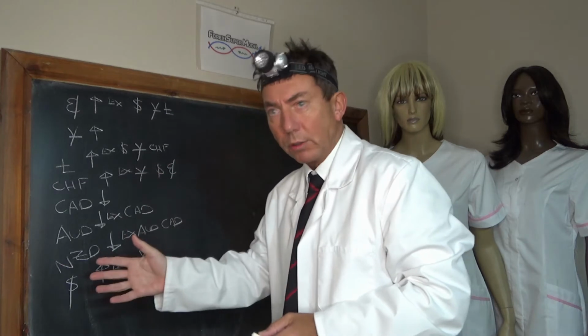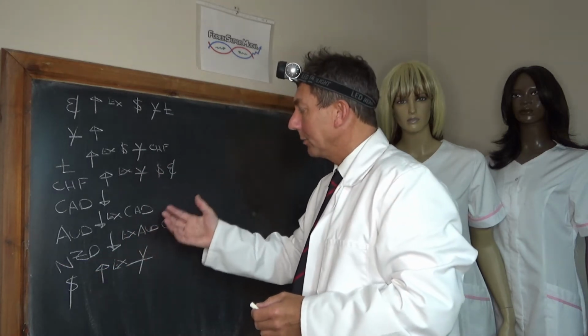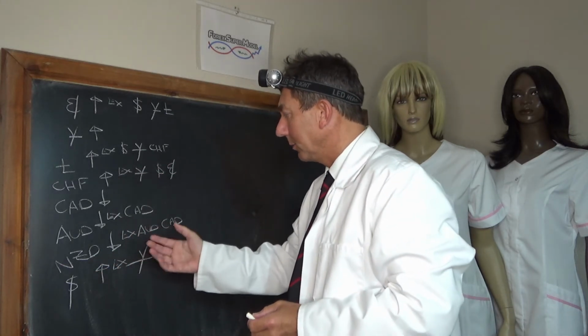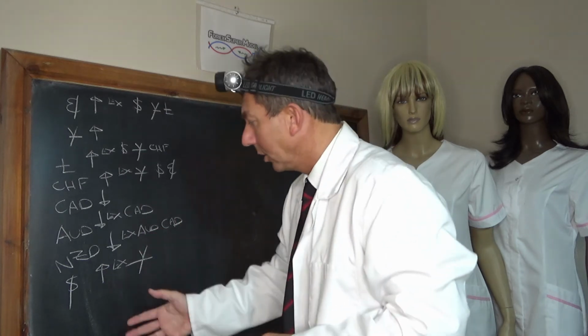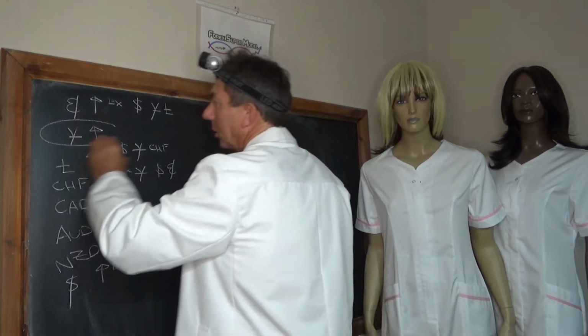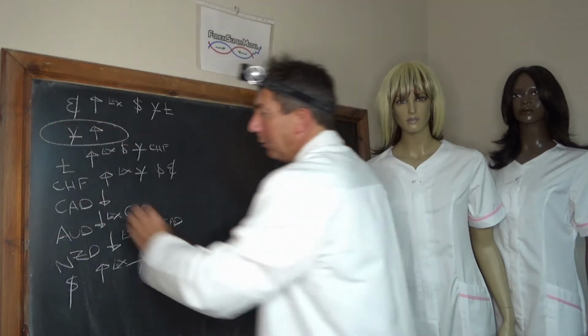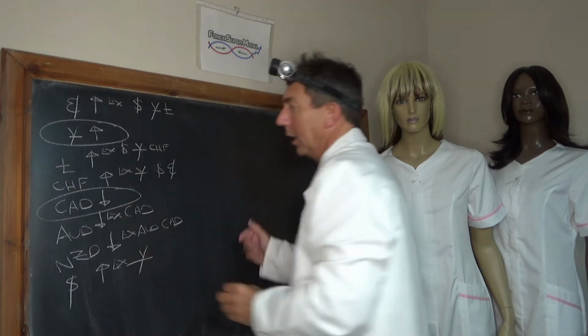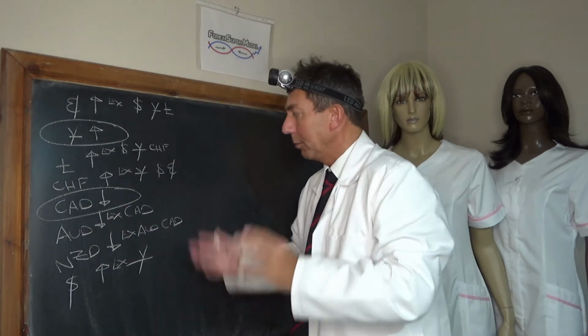The CAD is weak across the board. The AUD is weak except against the CAD. The NZD is weak except against the AUD and the CAD. And the dollar is strong except against the yen. So what have we got? We've got yen strength across the board in the Asian session, and we've got CAD weakness. And you can see, take your pick in the middle.